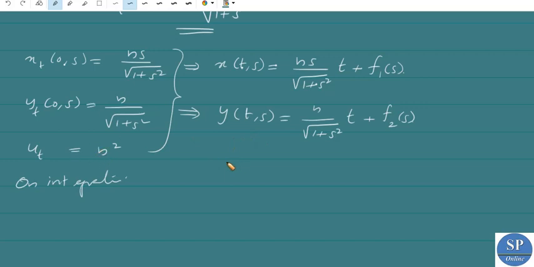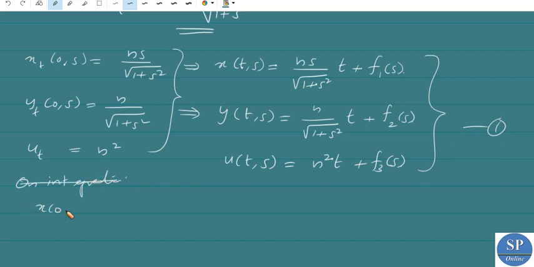So here we get u of (t, s) is equal to n square into t plus a function of s. Now we have to obtain these arbitrary functions f1, f2, f3 by using our given initial condition. Let this be equation 1. The initial condition was x of (0, s) is equal to s, y of (0, s) is equal to 1, and u of (0, s) is equal to n into square root of 1 plus s square. This is from the given initial condition of the characteristics.